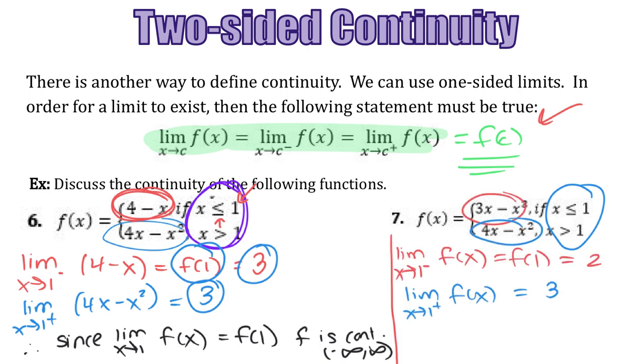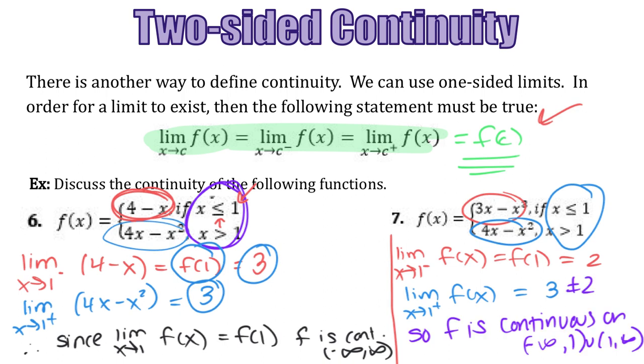So if we plug 1 into the top piece, and I want to see these limits when you're doing this work, if we plug 1 into the top piece, we get 2. If we plug it into the bottom piece, we get 3. Those are not the same. So this function is continuous everywhere except for x equals 1, and we can use interval notation to write that. So since 2 and 3 aren't the same, f is continuous everywhere but 1, so continuous on negative infinity to 1 and 1 to infinity.